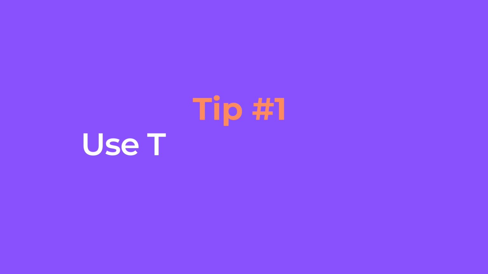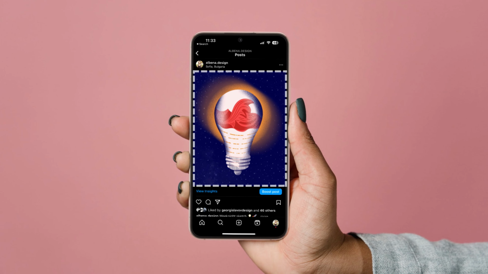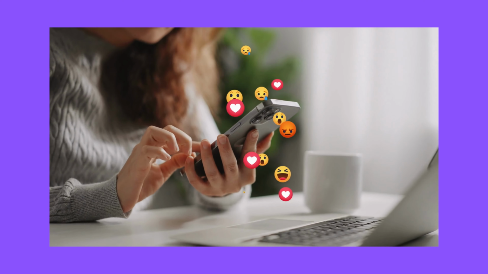Tip number 1. Use the 4:5 ratio for Instagram posts. I know what you think. Isn't Instagram all about the square format? Yes, but here's the thing. The 4:5 ratio takes up more space on the user screen than the standard 1:1 square format. More screen real estate means that your post has a greater chance to be seen and noticed. So if you haven't tried this magic trick yet, it's time to give it a go. Let me show you how.